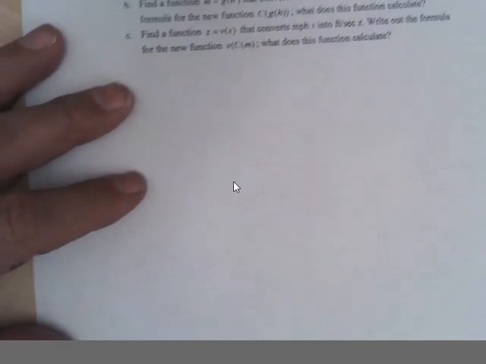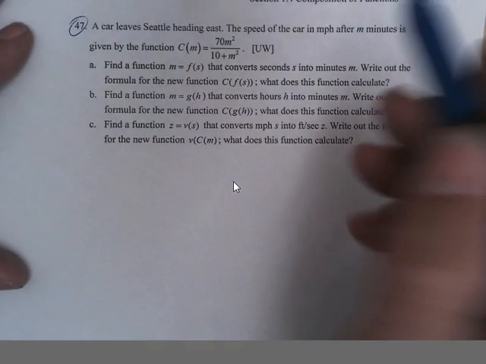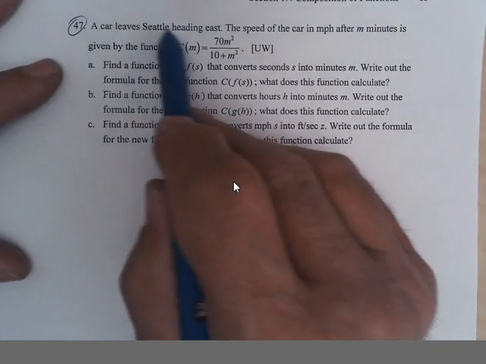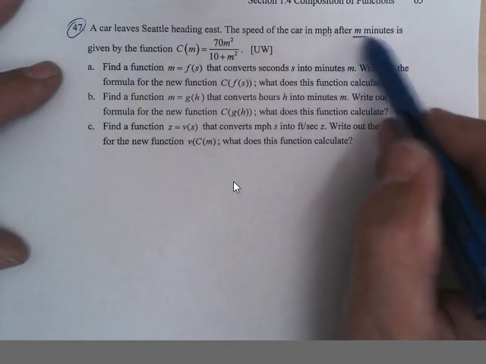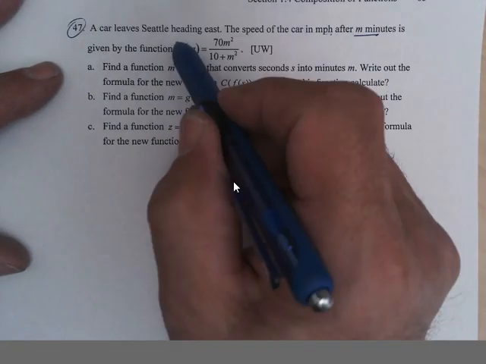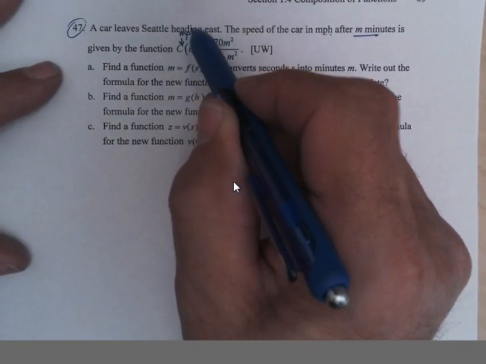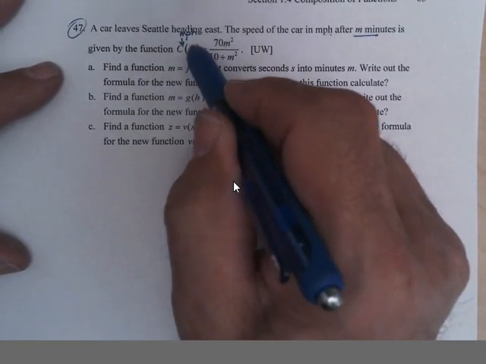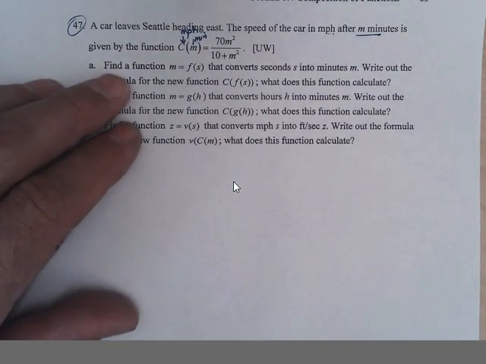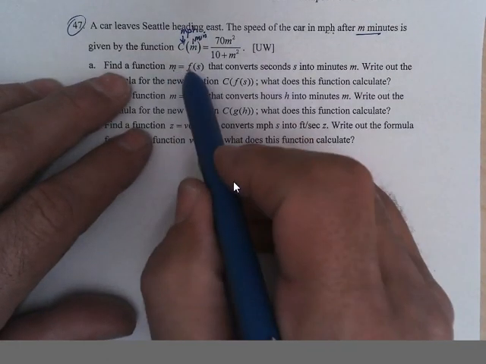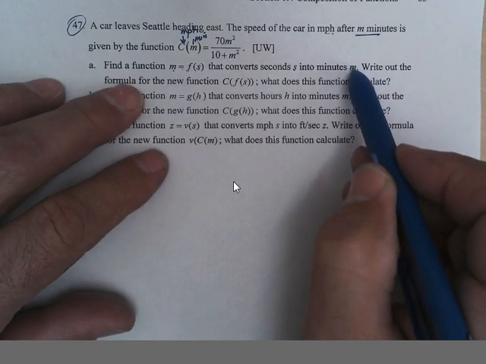Okay. And finally, 47. A car leaves Seattle headed east. The speed of the car is given in miles per hour after m minutes by this. So C is the speed in miles per hour, and m is the number of minutes. Find a function m, which is a function of s, that converts seconds to minutes.